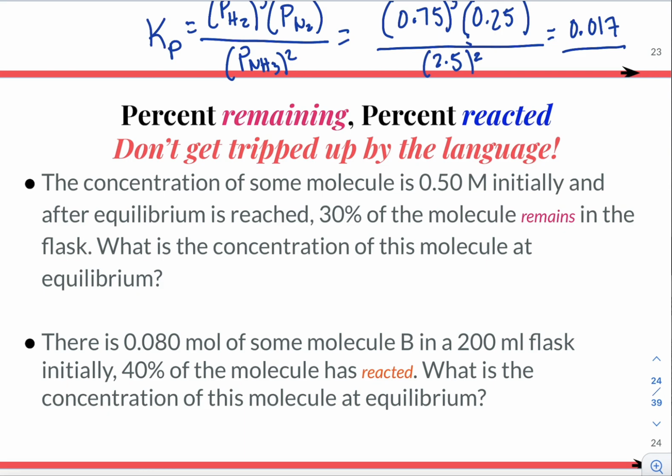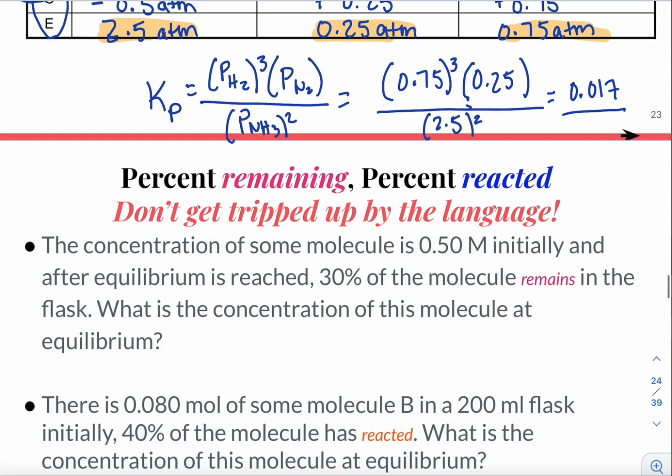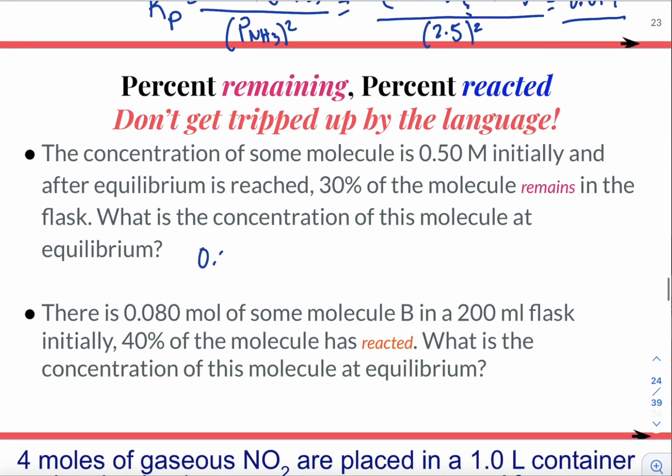If you have something like this, where the molarity is 0.5 initially, and after equilibrium is reached, 30% remains. Okay, so if you have 30% remains, you take this, multiply it by 30%, and you end up with this. So that's how much remains.